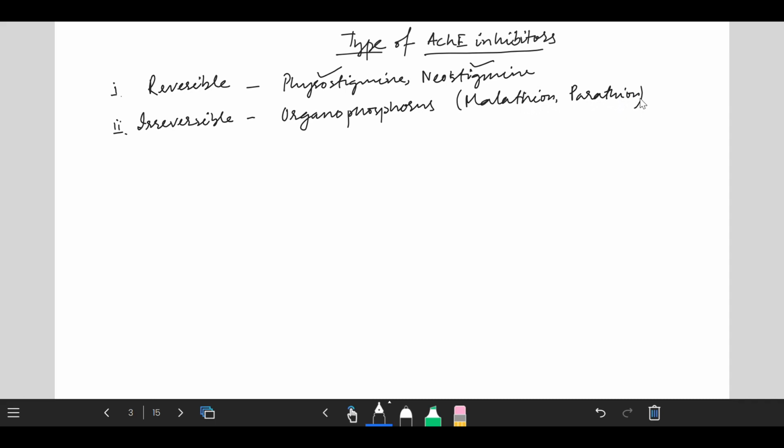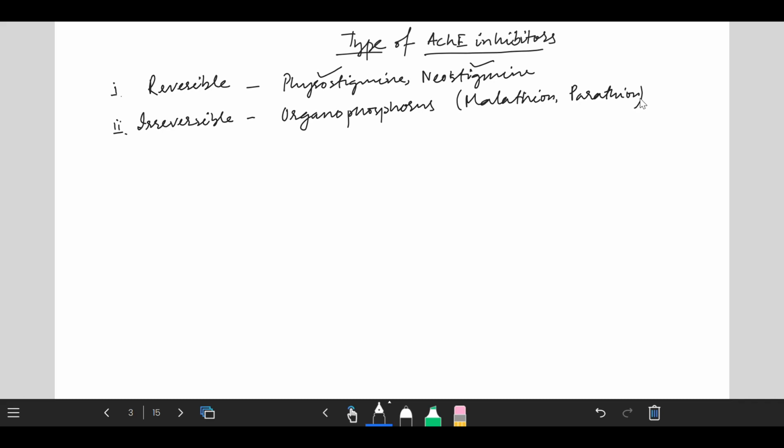Now, these anticholinesterases are obviously easily available and extensively used for agricultural and household purposes. So obviously there is a chance of poisoning, accidental, suicidal or homicidal. If this kind of poisoning occurs, we need to go for treatment. So, before the treatment, we need to look at the signs and symptoms. We will understand this.